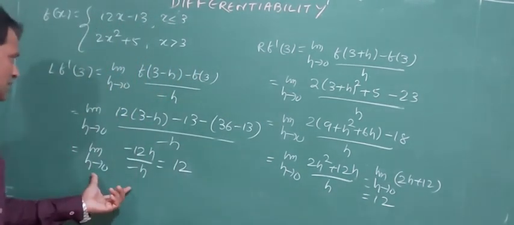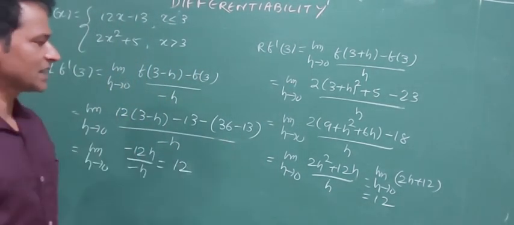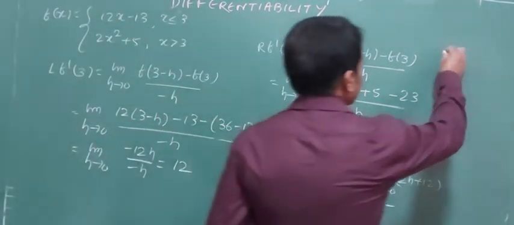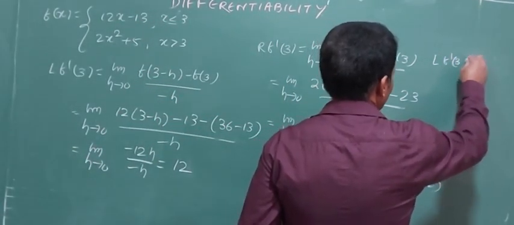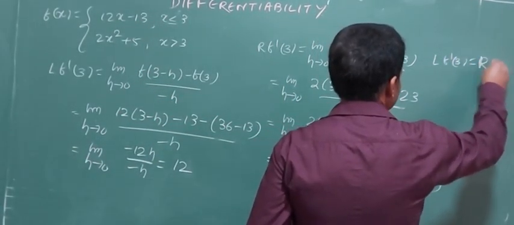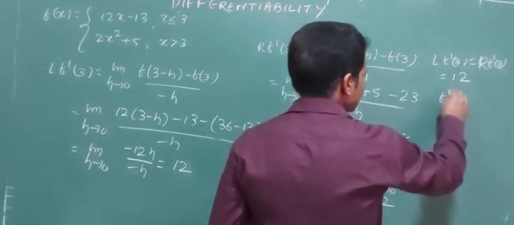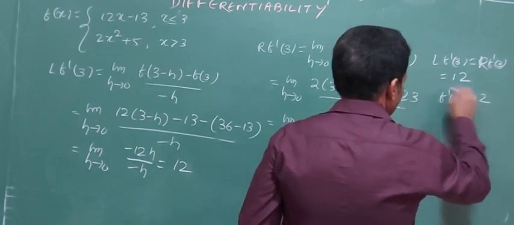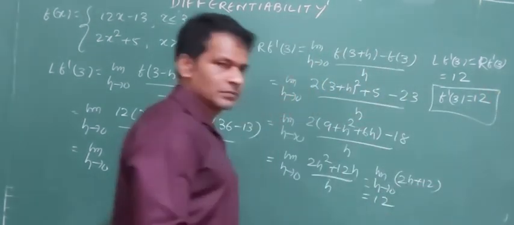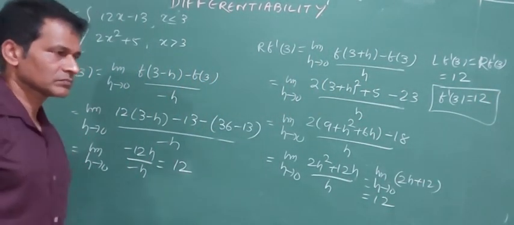So left hand derivative is equal to right hand derivative. L dash 3 is equal to R dash 3 is equal to 12, and that is the value of f dash 3. Write down here.